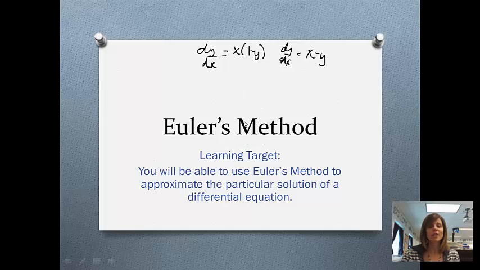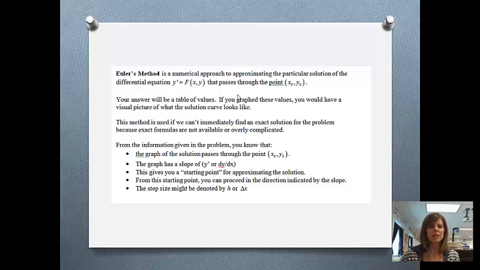At the end of this lesson, you'll be able to use Euler's method to approximate the particular solution of a differential equation. Lots of wordy stuff here, so I'm just going to highlight a few of them. Your answer, the biggest thing here, is going to be a table of values, because we're not actually going to find the equation. We're going to find points that would model the equation, so it's going to come very close to what the actual solution would look like. We'll just get a visual picture of what our curve looks like. And I already mentioned, if we can't find an exact solution ourselves, that's a good way to go.